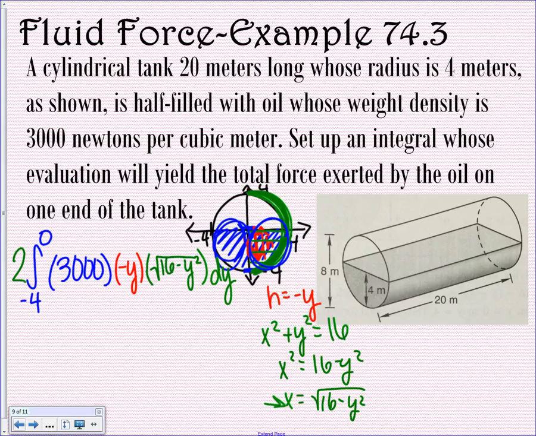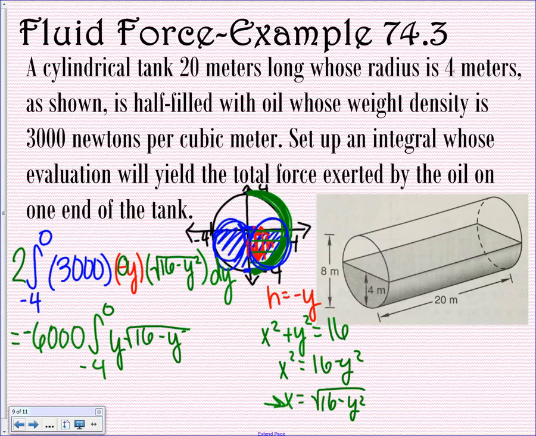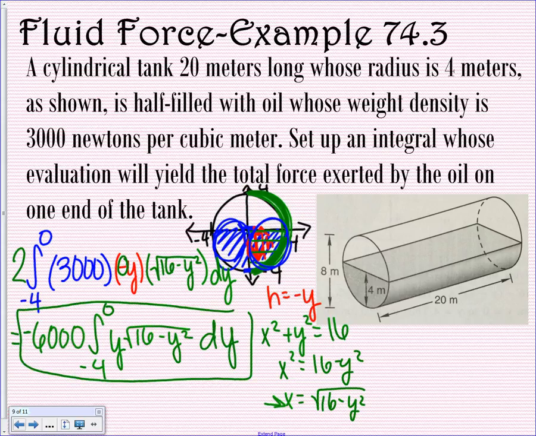And so then all they do is to make it 6,000. They pull out a negative from right here, and then they have from -4 to 0 of y, and then the square root of 16 minus y squared, dy. So this would be your answer. So that's how you would set up the integral. And then they tell you what the answer would be. They do show you how to integrate it at the bottom of page 383.